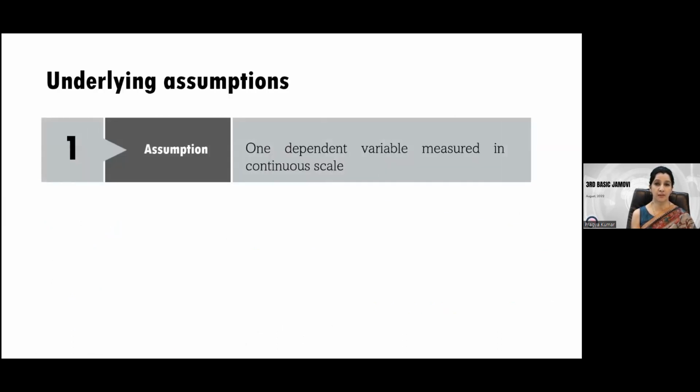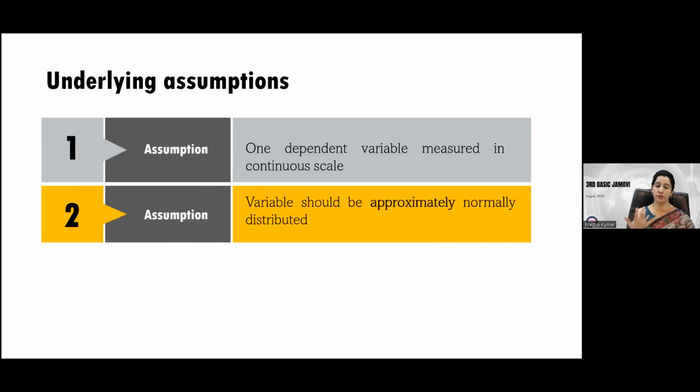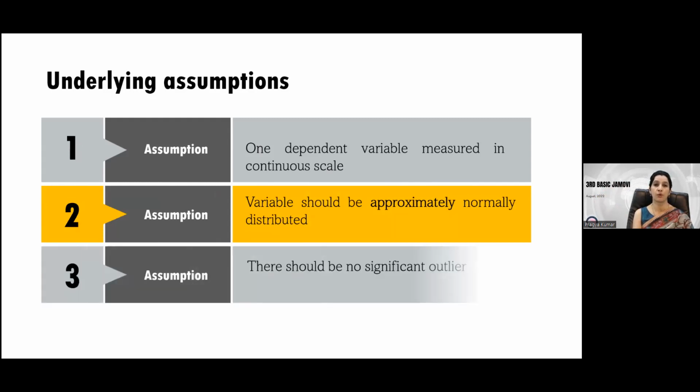There are some underlying assumptions before we can apply this test. The first assumption is that there should be one dependent variable which is measured on a continuous scale, because you are comparing a mean. From now onwards, we will not be talking about a categorical variable as the dependent variable. Yes, the grouping variable can be categorical, but the dependent variable will always be continuous. And this variable should be approximately normally distributed, because the one sample t-test and independent sample t-test are usually applied when the data is normally distributed.